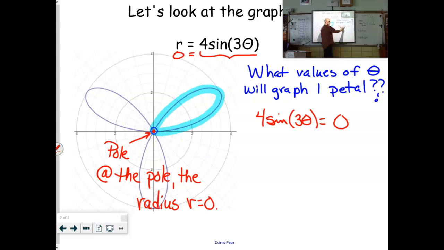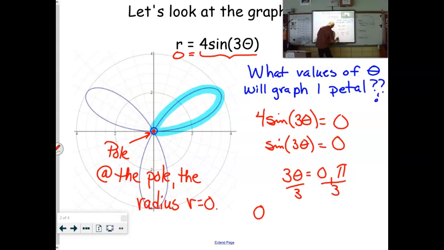First step, I need to isolate the trig function, always. Divide by 4, so I get that the sine of 3 theta is equal to 0. This is a nice one, I can already tell. So when is the sine function equal to 0 between 0 and 2 pi? The sine is equal to 0 at 0 and pi. Now, that's not what theta is. That's what 3 theta equals. The angle 3 theta is equal to 0 and pi. I divide by 3, so now I get that theta equals 0, pi over 3.